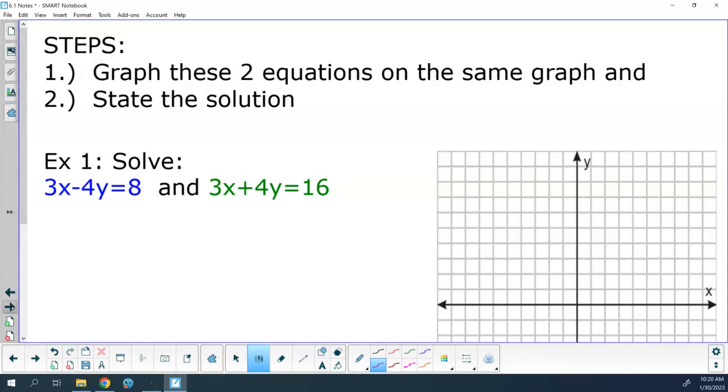A system of equations, or a system of linear equations, multiple different ways of saying the exact same thing, is just that. It's multiple equations, and we want to find the solution, where they intersect. So, very easy steps for graphing. First step is you got to graph the 2 lines on the same graph. And then step number 2 is where they cross, that's where it is.